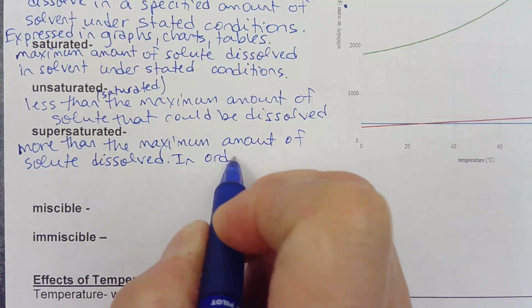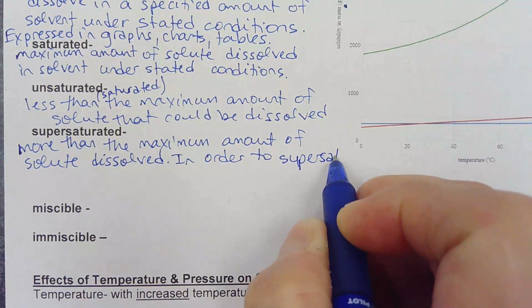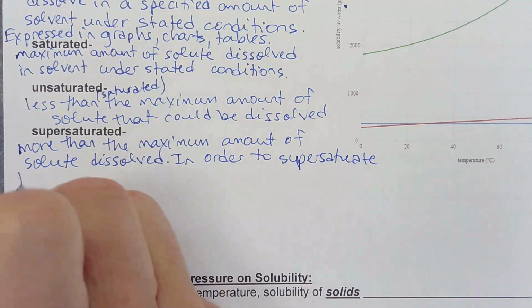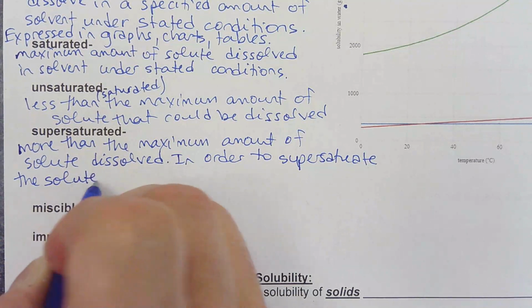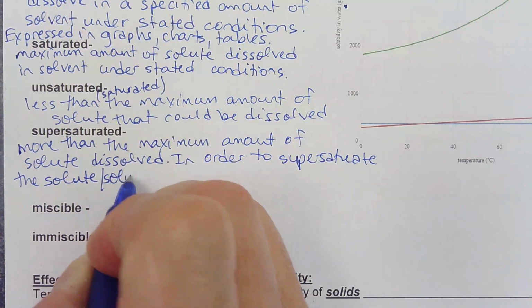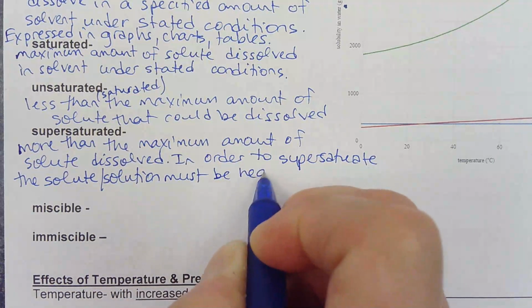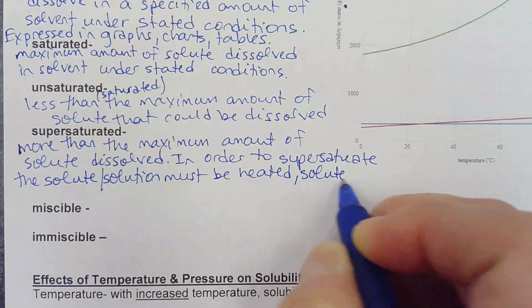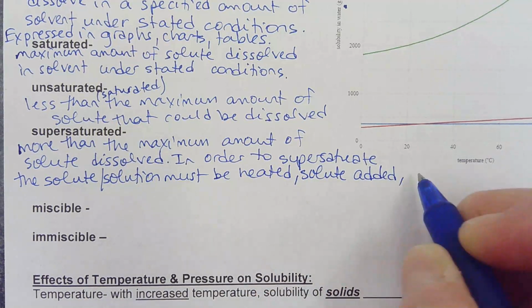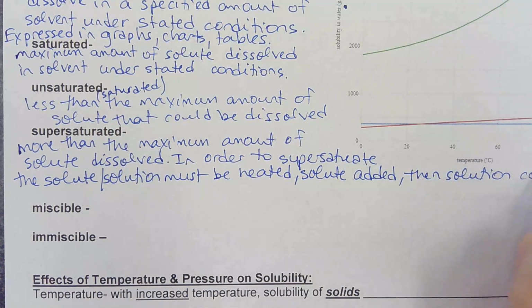In order to supersaturate, the solute or solution must be heated, solute added, then solution cooled slowly.